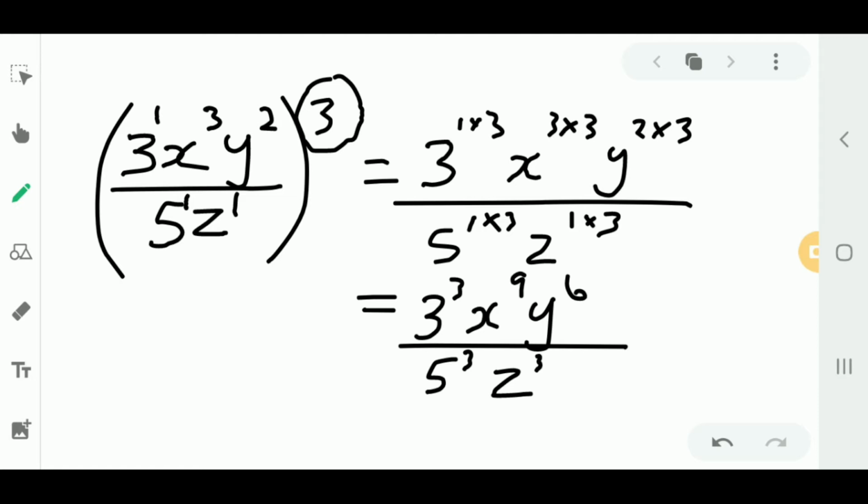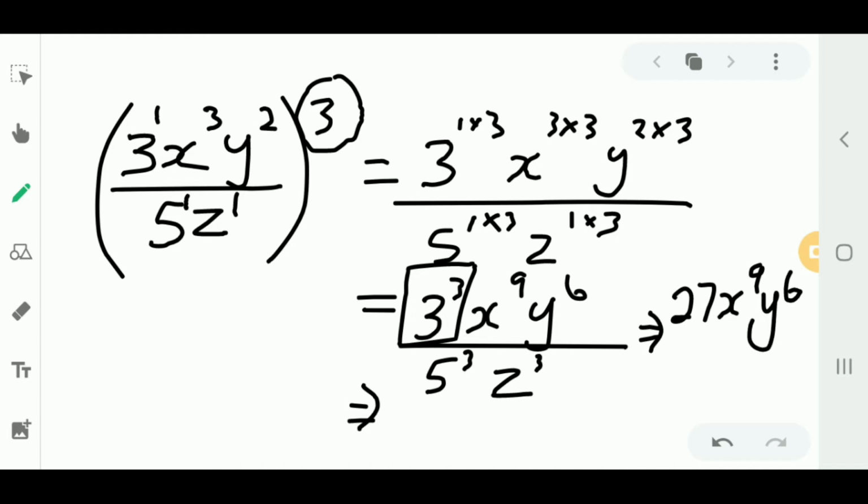Now we can simplify these numbers here. So 3 cubed gives you 27, x to the 9, y to the 6, 5 cubed gives you 125, z cubed, and that's your final answer.